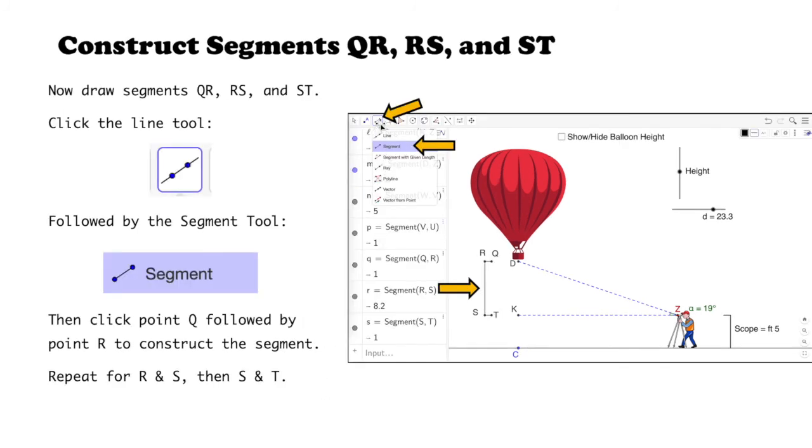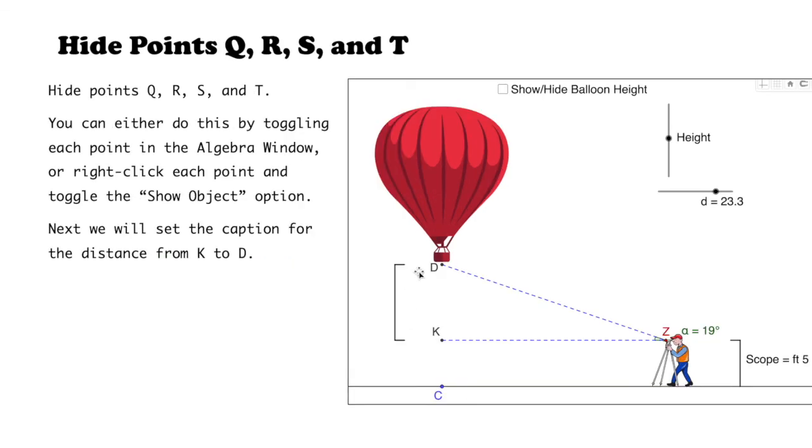Once again, we go to our line toolbar. The second option is segment. We will create a segment from Q to R, then from R to S, then from S to T. Once we have these line segments in place, we will hide points Q, R, S, and T. And next we will set a caption that will represent the distance from D to K.